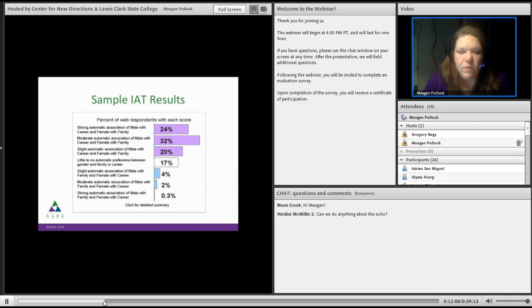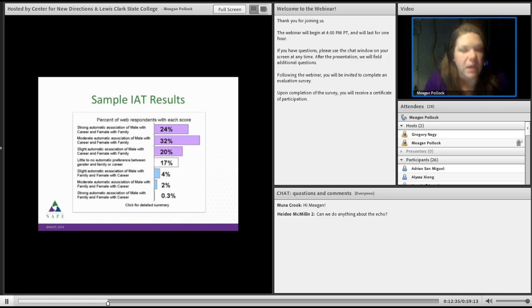A sample of what the implicit association test results might look like is here. You'll get a spread of your results, and you'll see that the person who took this test has a moderate to automatic association of male with career and female with family. So they lean towards the traditional stereotype. This is just one example, associating male with careers and female with family.